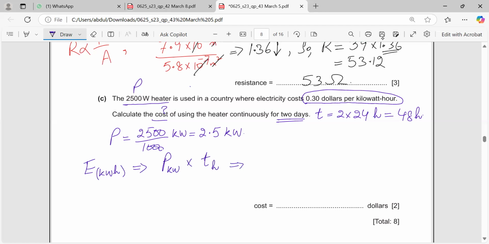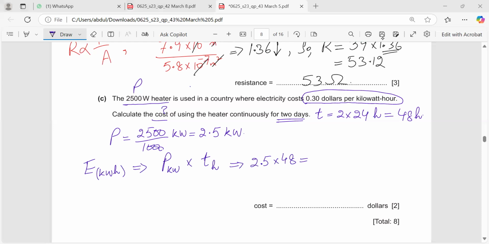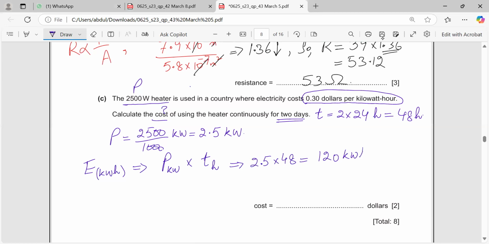So you can check the key points shared with you from chapter 18. The very last topic is this one. So power in kilowatt, how much is that? 2.5 times time is how much? 48. So 48 times 2.5 is equal to 120 kilowatt hour, the total energy consumed in 2 days by making use of that electrical heater.